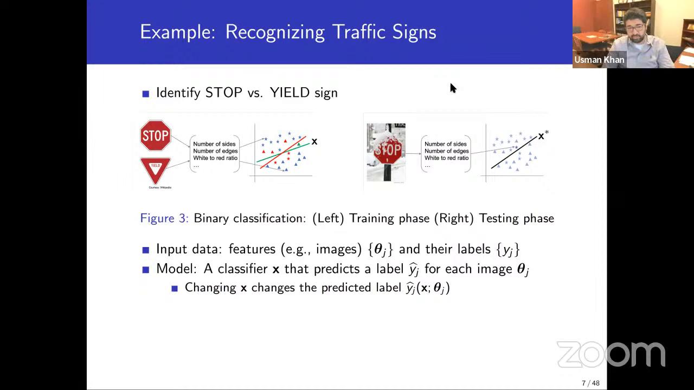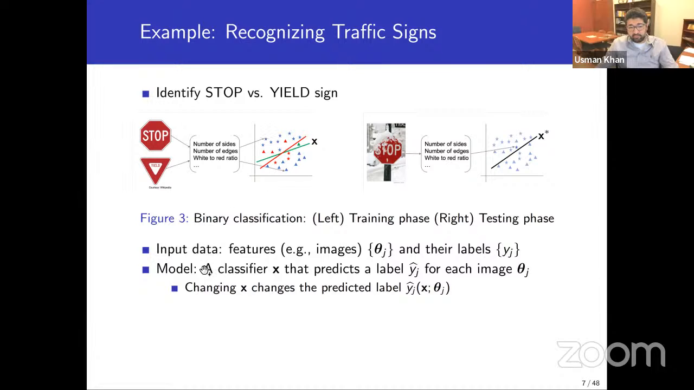Input data would be, so this talk is on supervised learning, so all of these data points are labeled. Input data would be a feature. A feature can be extracted from any raw data point, but you can think of this feature as the entire image, and we call it theta_j, where j is the index of the image. And this is labeled, so it has a corresponding label y_j.